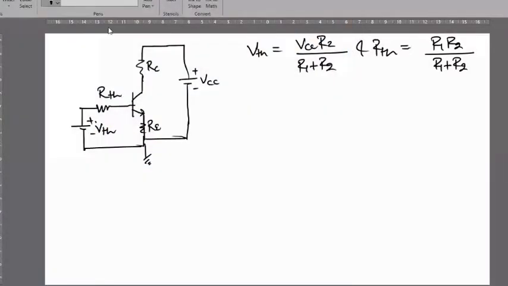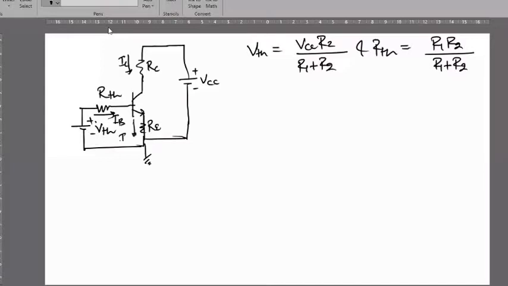Here VTH equals VCC R2 upon R1 plus R2, and RTH equals R1 R2 upon R1 plus R2. Is there any problem? I don't think there is any problem. Now this current is IC, this current I suppose is IB, and this is already IE. So can I apply KVL now?